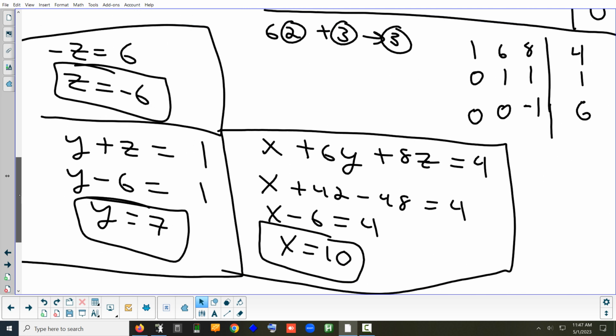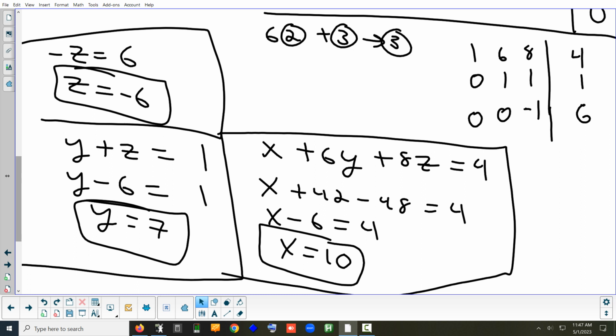So is our final answer trying to get x, y, and z? That's what we're trying to do. 3 answers, yeah. X, y, and z. And notice we got them exactly in the same order we did last time. Z was first, y was second, x was third. That's generally how you do it. Okay. Any question on that?